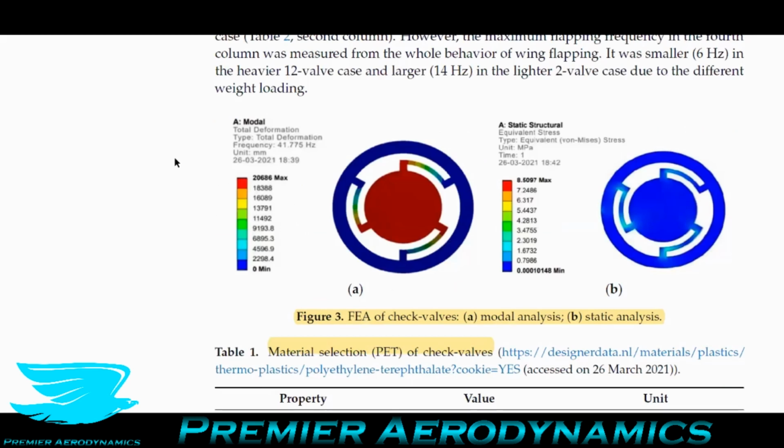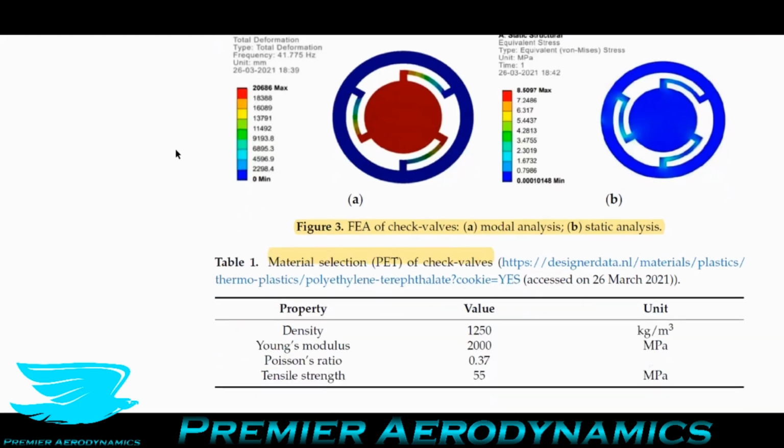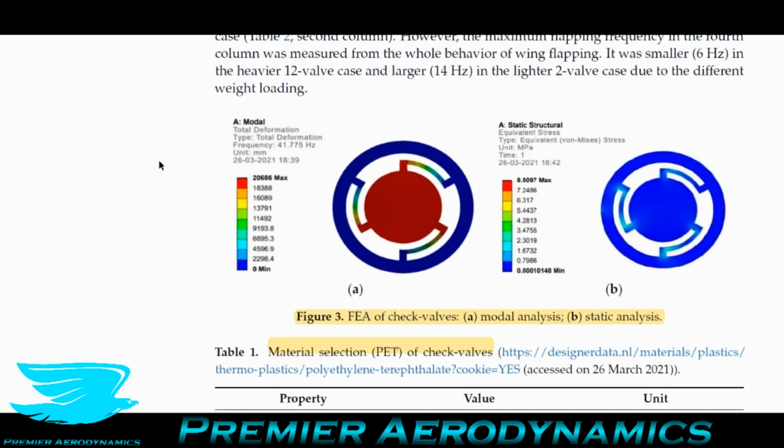Now, they did an FEA analysis on these little arms to see if they would snap, so they made them out of PET, polyethylene terephthalate, I think it's called, and the tensile strength of PET is 55 megapascals. And in their FEA analysis, the stress on these little arms is nowhere near that. That's like 2.3 megapascals. Now, interestingly, I'm not sure whether the cyclical loading of them, so the fatigue of them, will make them break over time.